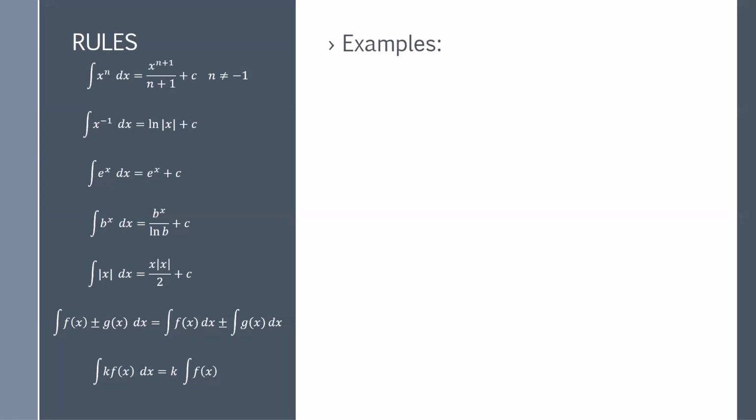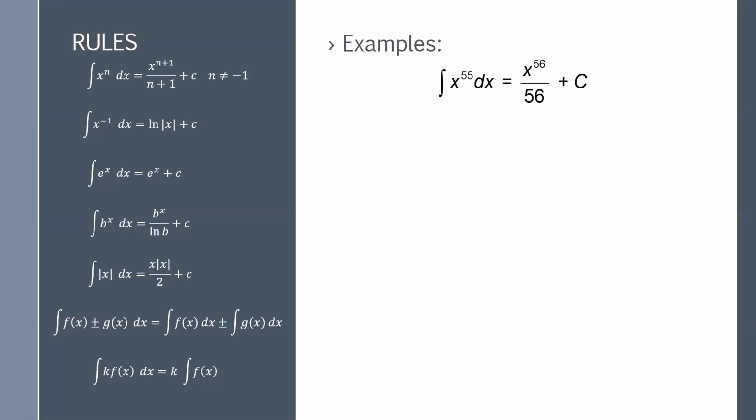If we want to find the antiderivative of a sum of two functions, we simply take the antiderivative of the first function and add it to the antiderivative of the second function. If we want to find the antiderivative of a constant multiple of a function, then that's equal to that constant k times the antiderivative of the function.